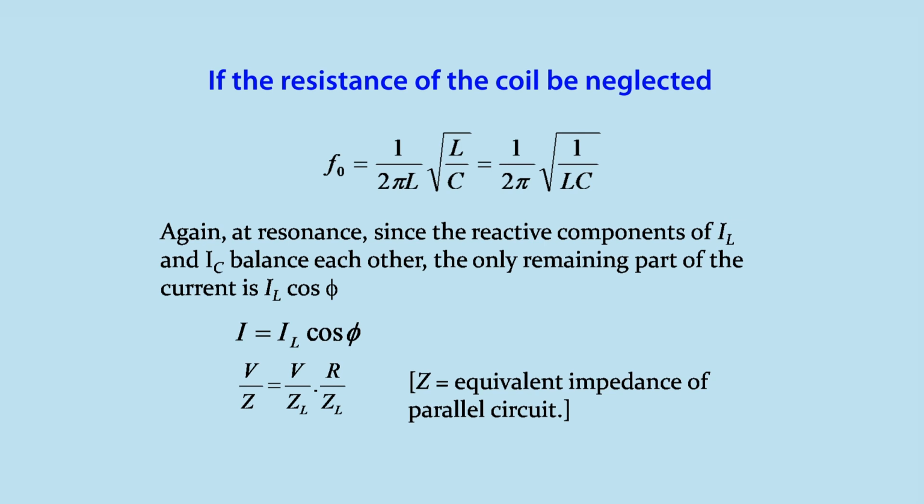So again at resonance, since the reactive components of IL and IC balance each other, the only remaining part of the current is equal to what? It is equal to IL cos phi. So this total current I can be written as IL cos phi, where I is equal to V upon Z, and IL can be written as V upon ZL, and cos phi can be written as R upon ZL, where this Z is equal to what? It is the equivalent impedance of the parallel circuit.